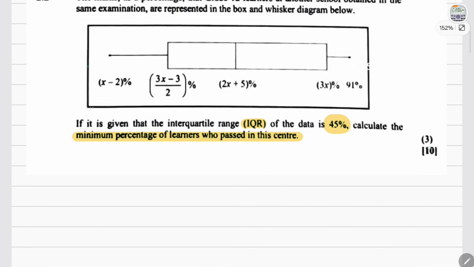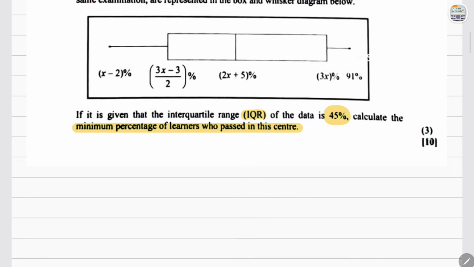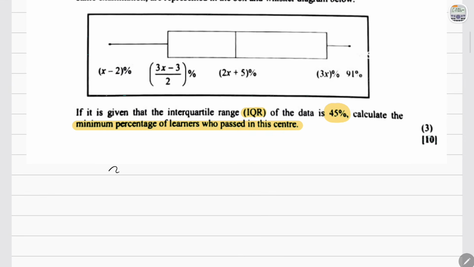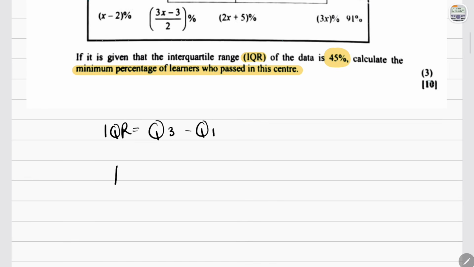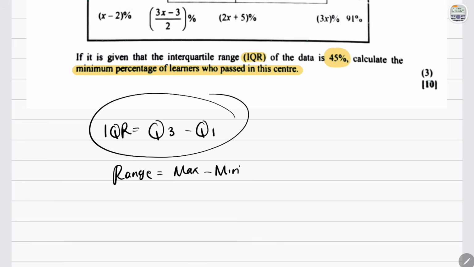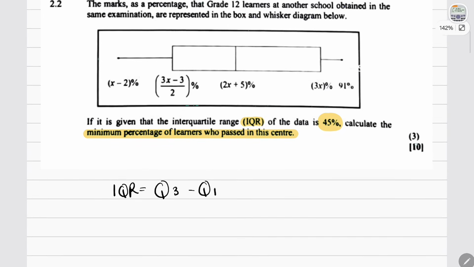Okay, so the first half of this, they're giving you some info about the IQR. And just remember how to find the IQR. So IQR, right? We find this by saying Q3 minus Q1. This is the range of your quartiles, so the interquartile range. When you want to find the range, normally you say the range is equal to the maximum minus the minimum. But with the IQR, it's the range of your quartiles, so the highest quartile minus the lowest quartile. And so they give us this info.